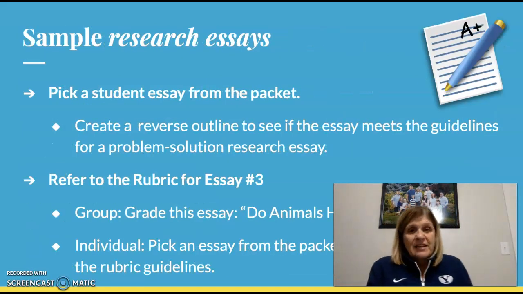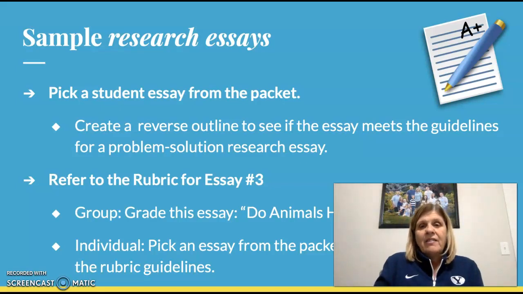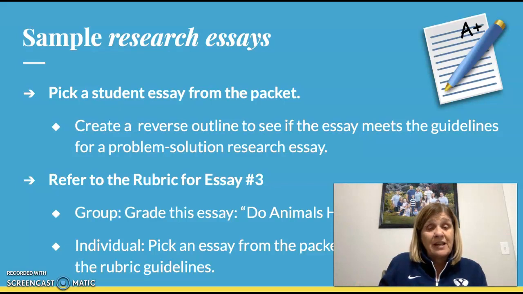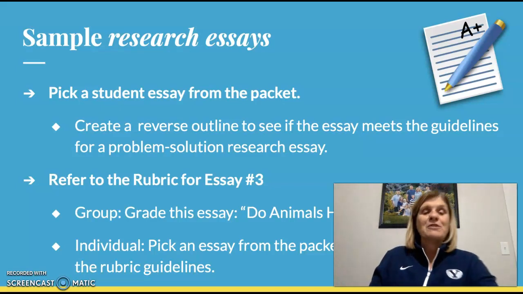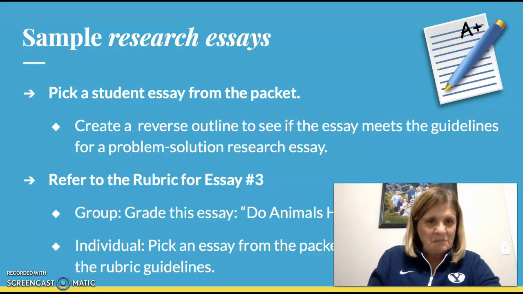So again, here's your exercise. Pick a student essay from the packet and then do that exercise to see if they meet the guidelines of a problem solution essay, and which option they used. And finally, I want you to grade my essay for the sophomores, and then grade the essay that you pulled out for the reverse outline, and use the rubric for research papers to see what they would have earned.